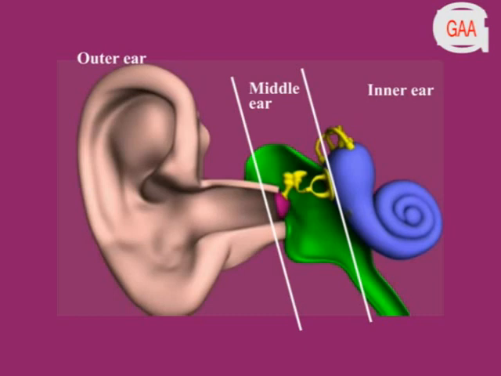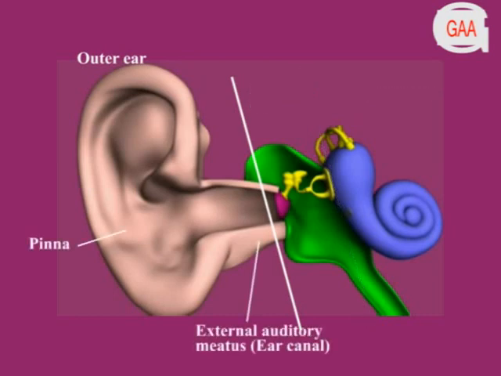The outer ear consists of the pinna, which is a flap of skin and cartilage that partially covers the opening to the external auditory meatus. It collects and concentrates sound waves into the auditory meatus, which is a tube that directs the sound to the eardrum, or the tympanic membrane.